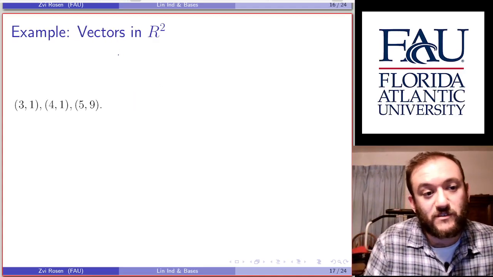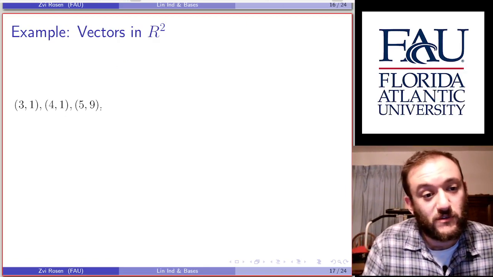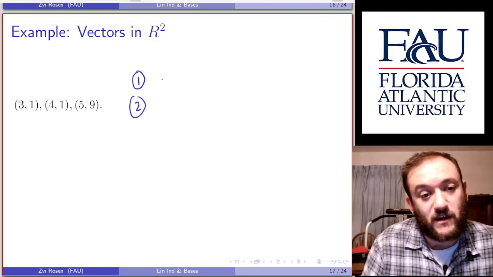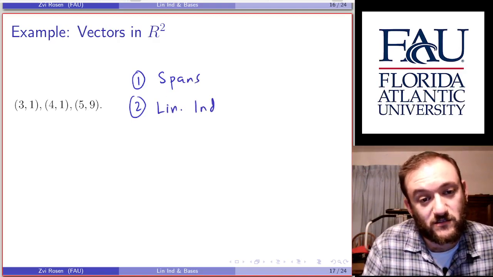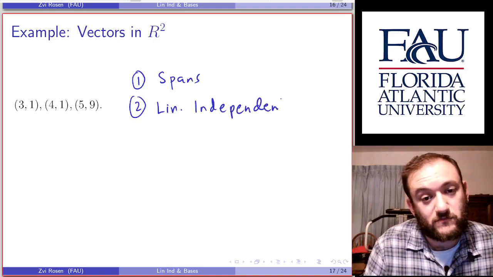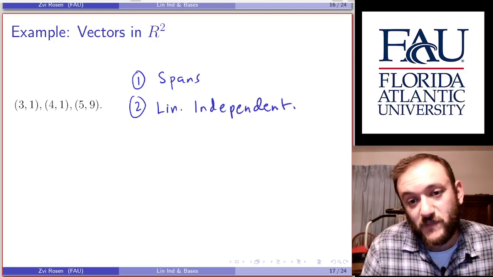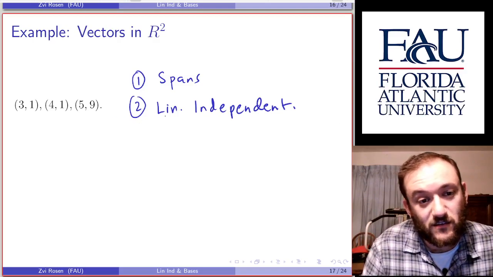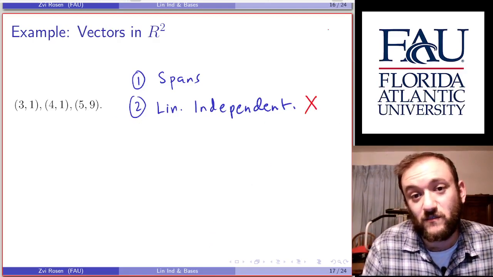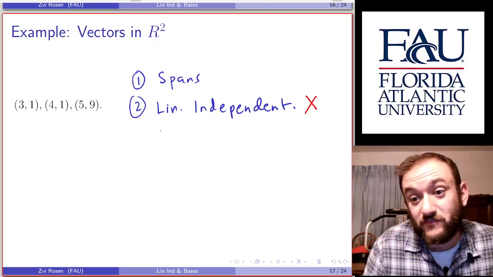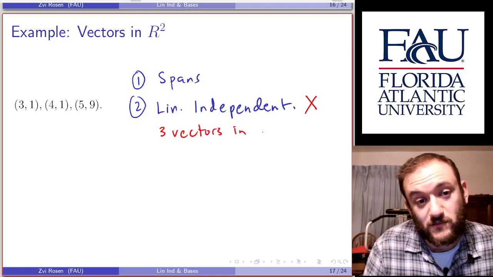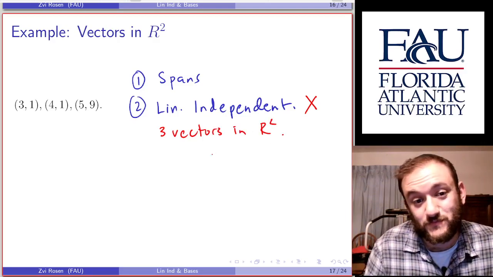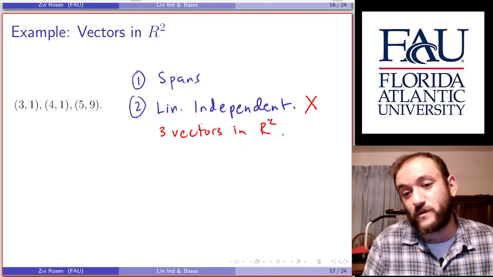Okay, so here's a set of vectors in R2. And the first thing I see, so again, to determine whether it's a basis, we need to see if it spans and if it's linearly independent. Okay, so straight up, I see that it's not going to be linearly independent. Why? Because there are too many vectors. This is 3 vectors in R2. Okay, so right away I know it's not a basis.